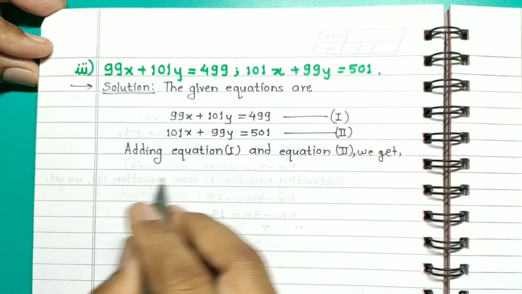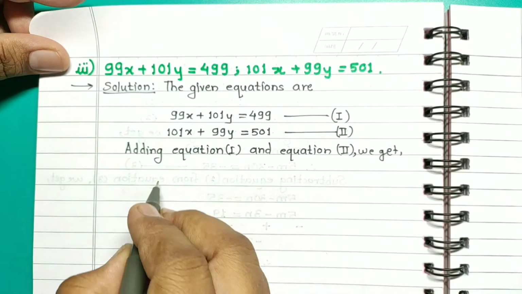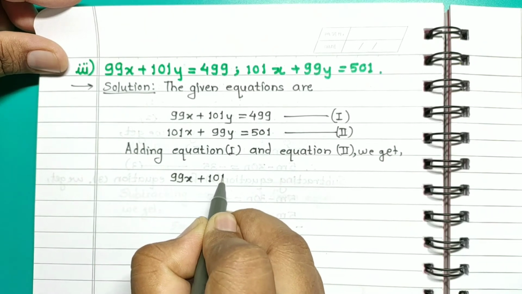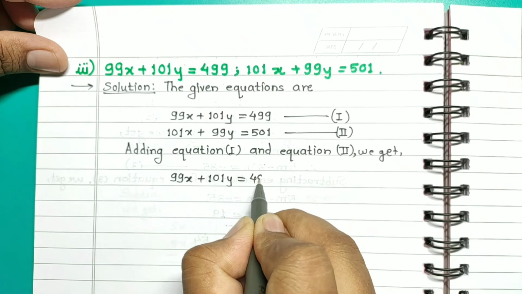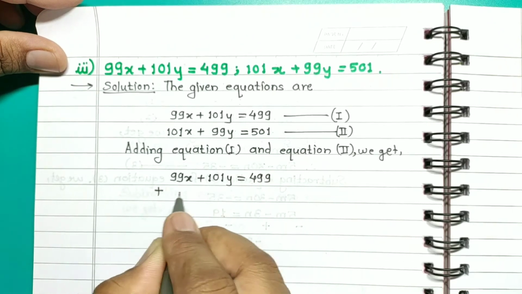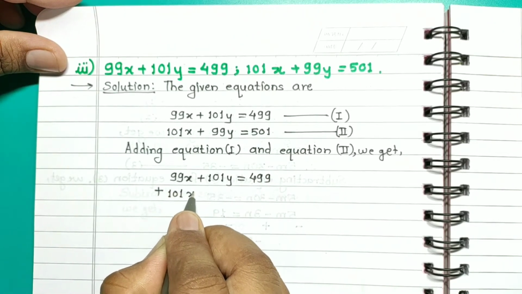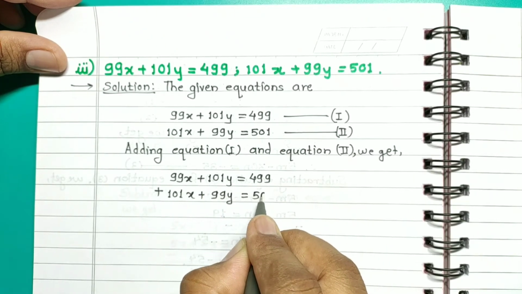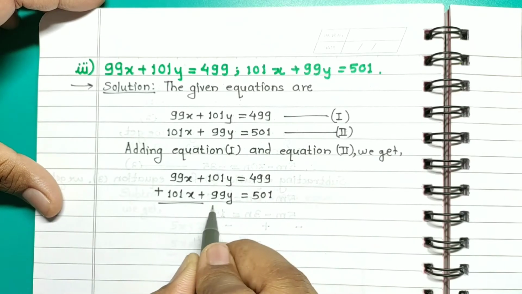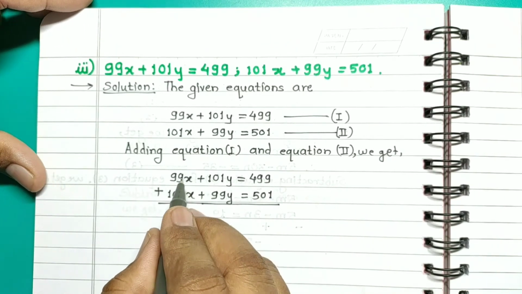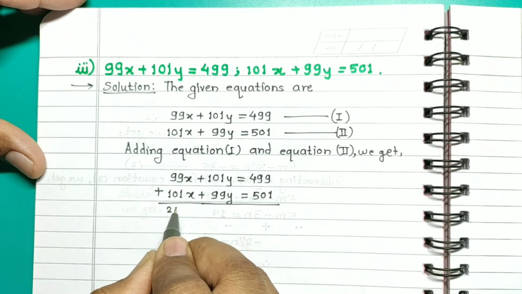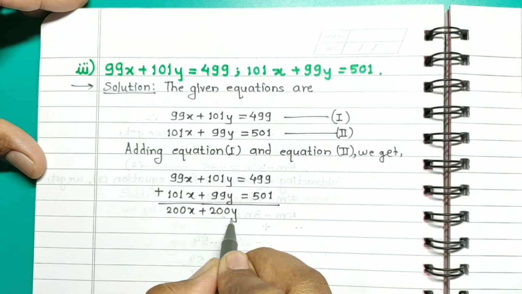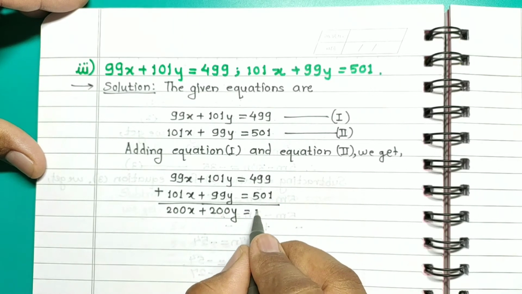We have to add LHS and we have to add RHS. So 99x + 101y = 499 and 101x + 99y = 501. Let's add LHS. 99 plus 101 will give us 200x. Again it is 200y, and this is 1000.